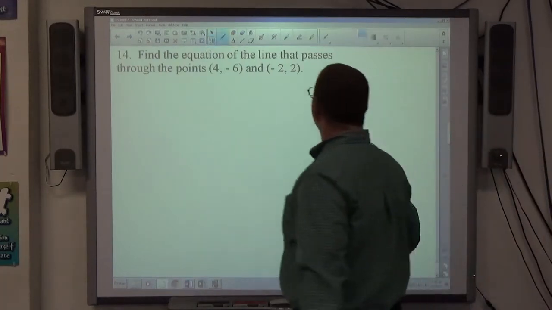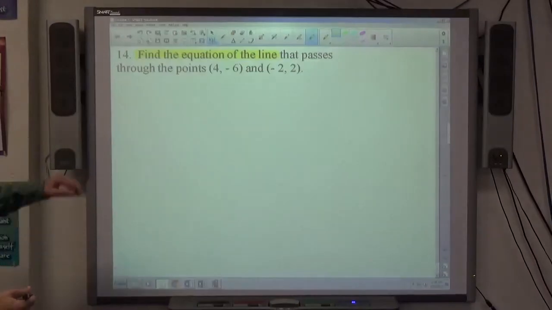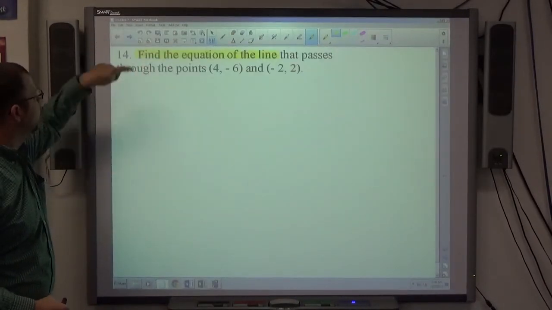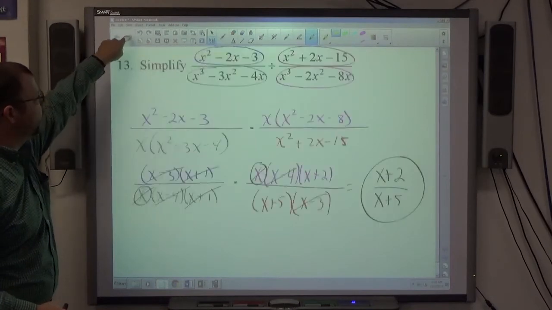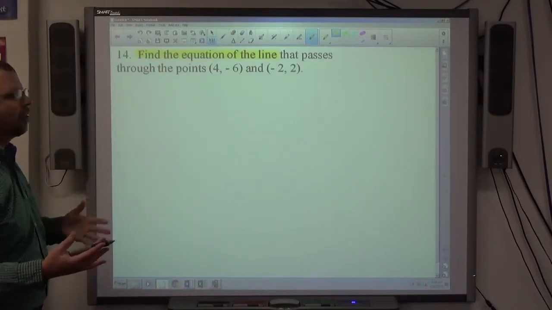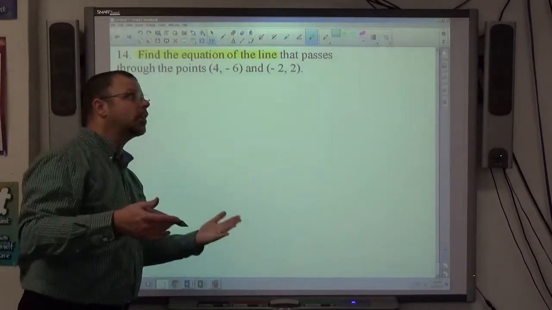Number 14, notice, find the equation of the line. Now this time it wants the equation of the line. So go back to number 12, find the distance. This one says find the equation of the line. Notice the points are exactly the same 2 points, but they're asking us to do different things. So a lot of you are missing these because you're doing the wrong thing. It says find the distance, you find the equation. It says find the equation, you find the distance.